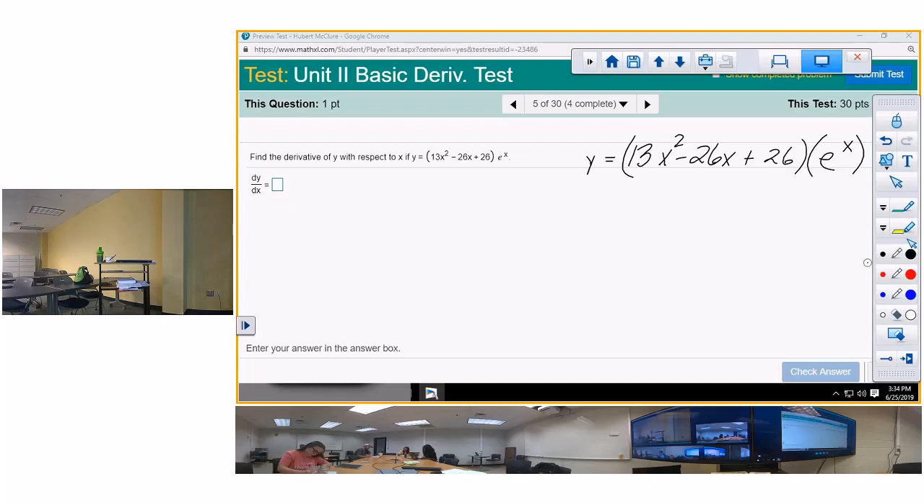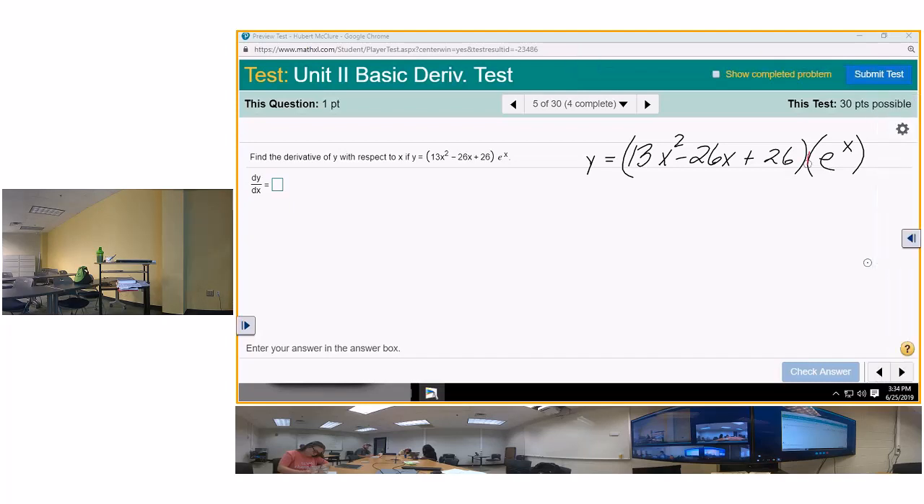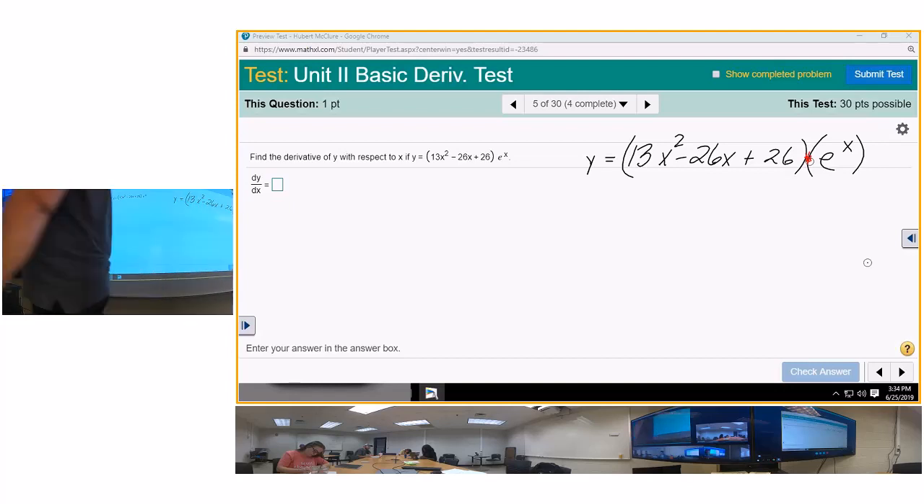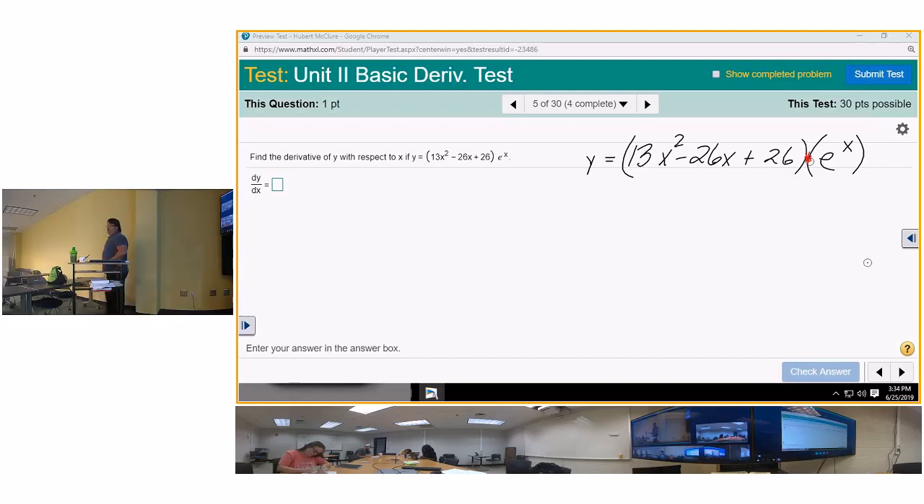Take your handy dandy red marker. That's the product rule. You got this term and you got this term. You got two terms right here. You're multiplying, so you can do the product rule. First times the derivative of the second, plus the second times the derivative of the first. And if you can't do it, just mark yourself up as a failure.